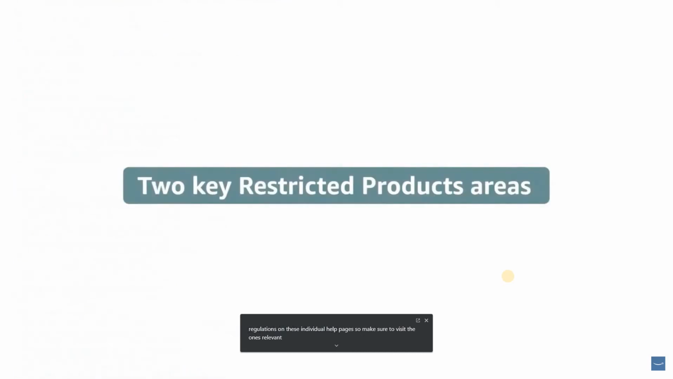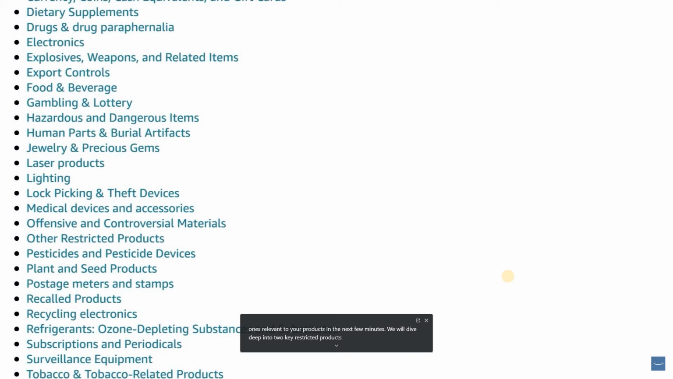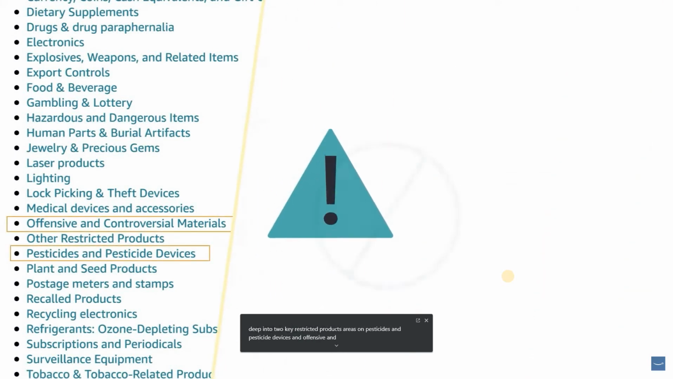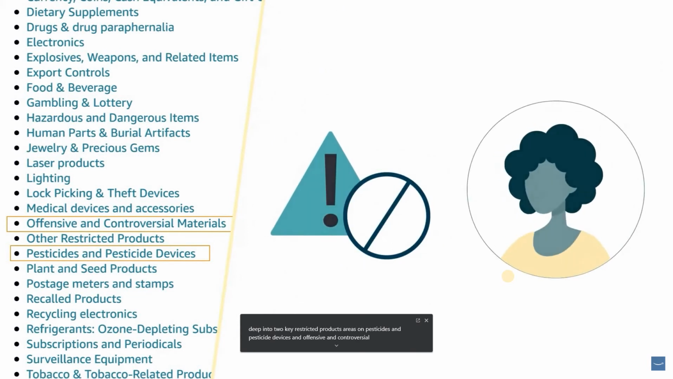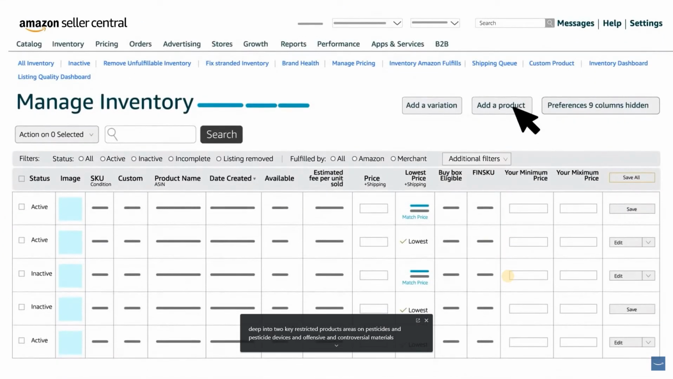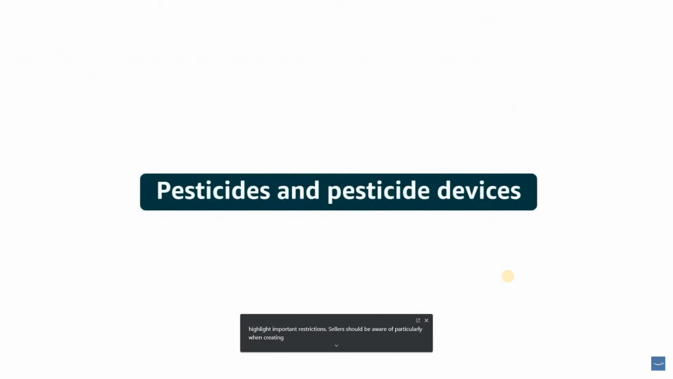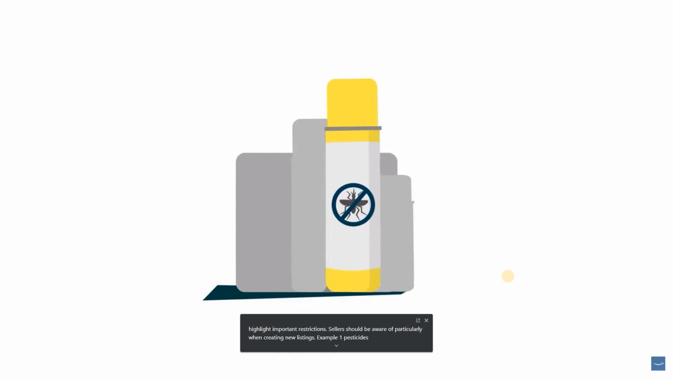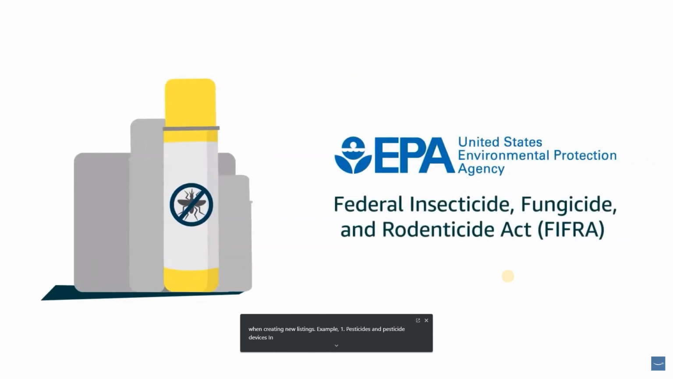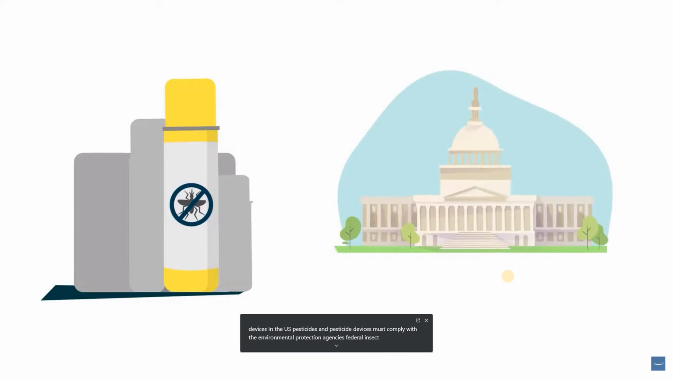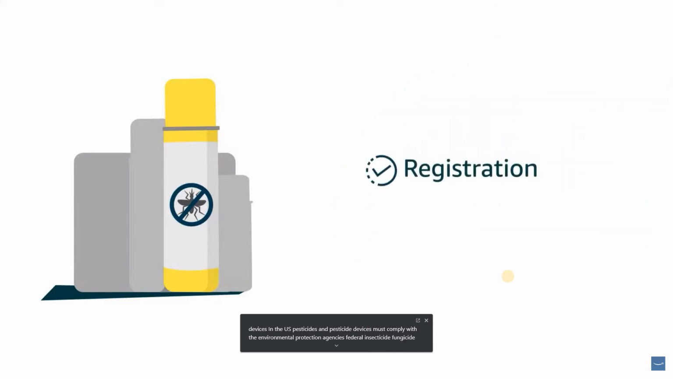In the next few minutes, we will dive deep into two key restricted products areas, pesticides and pesticide devices and offensive and controversial materials, to highlight important restrictions sellers should be aware of, particularly when creating new listings. Example 1. Pesticides and pesticide devices. In the U.S., pesticides and pesticide devices must comply with the Environmental Protection Agency's Federal Insecticide, Fungicide, and Rodenticide Act, or FIFRA, and applicable state and local laws, including registration and labeling requirements.